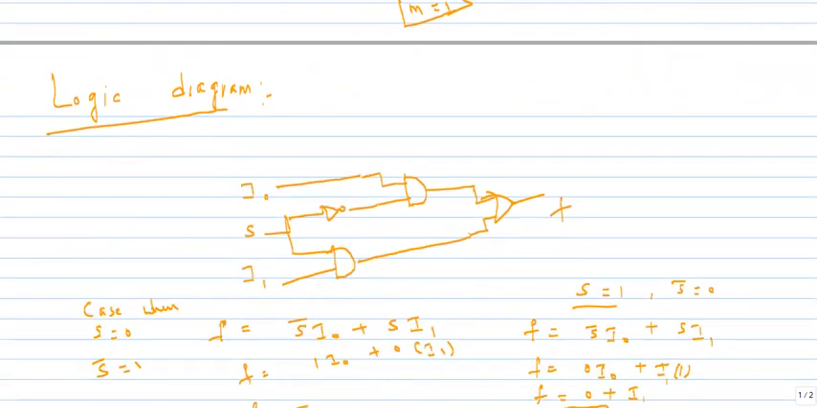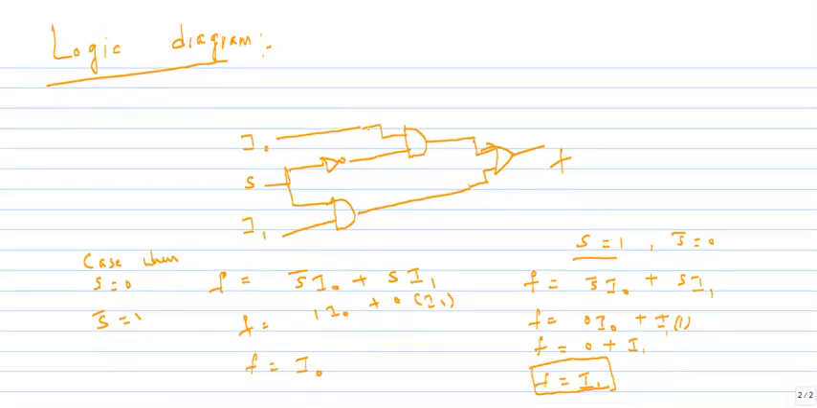Looking at this logic diagram, you can add the first function and the second one. Based on the corresponding selection line, only one function is activated. Therefore F is equal to S bar into I naught plus S into I1 is the logic function. So this is nothing but the 2 by 1 multiplexer.